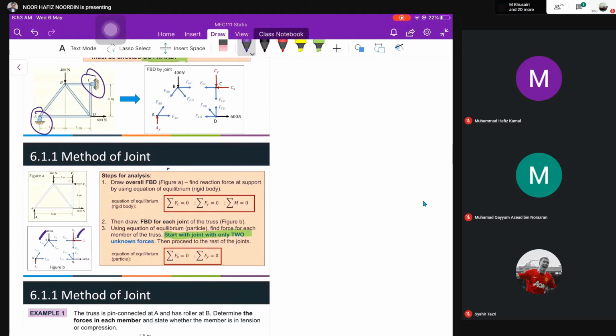Why? We also have 2 unknown forces, which are FBC and FBD. CY and CX are external forces due to the support. So the unknown forces we have are FBC and FBD. So either you start at point A or C, it is okay. And then after that you can solve for the others. You just replace the values into the solution. Okay, can you understand?